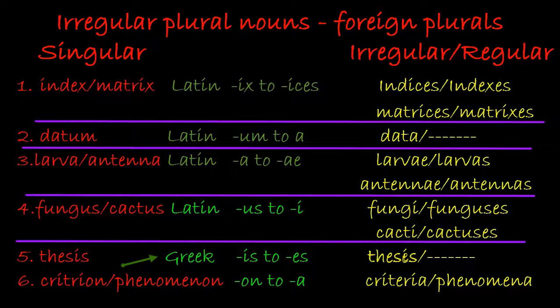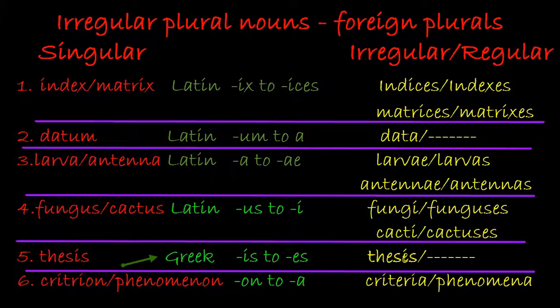Now we take Greek words. Let's say the word thesis. It's the change from final is to final es, as in the word thesis in the singular becoming theses in the irregular plural. The regular plural of this is thesises, and I think that sounds silly. But thinking something is silly is no reason to stand.